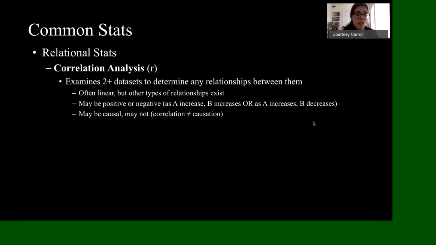Okay, relational statistics. This is our correlational analysis. So this examines whether two data sets have a relationship between them. Usually we do a linear correlation analysis, and it can either be positive, so as one goes up, they both go up, or it can be negative, as one goes up, the other goes down.